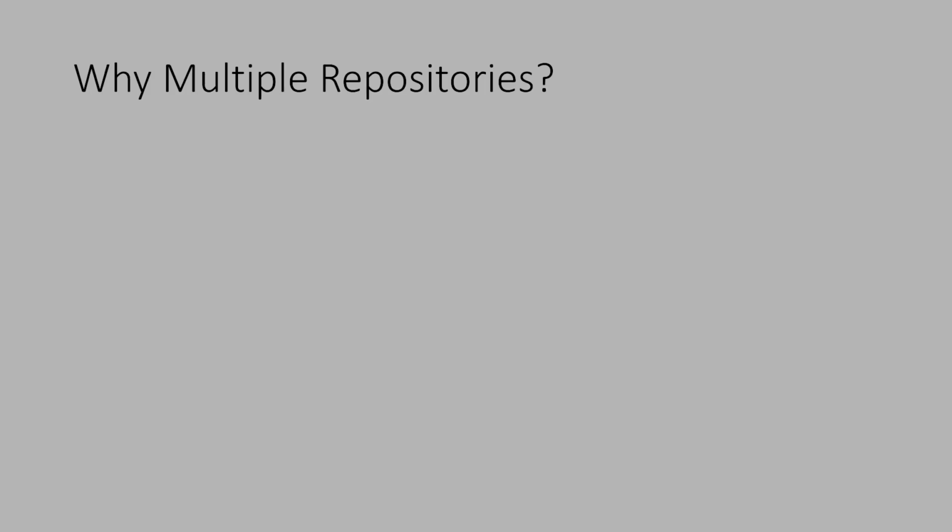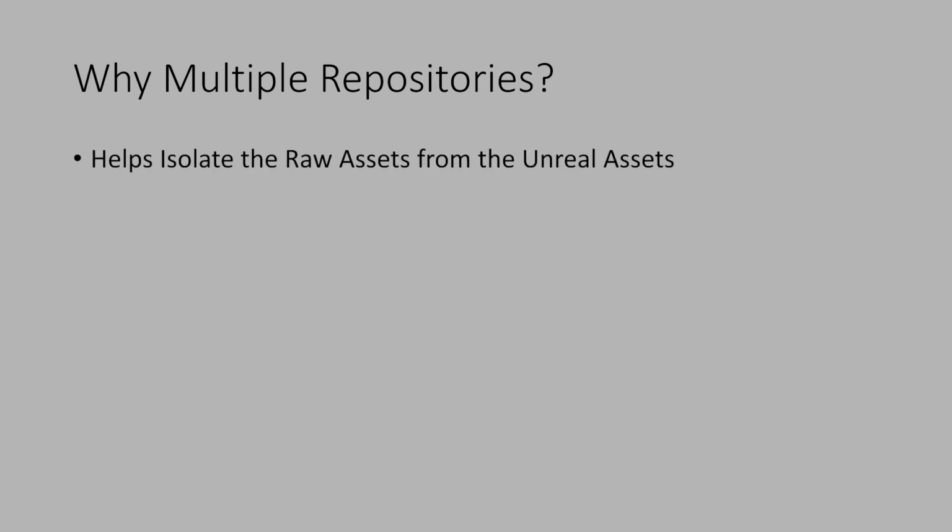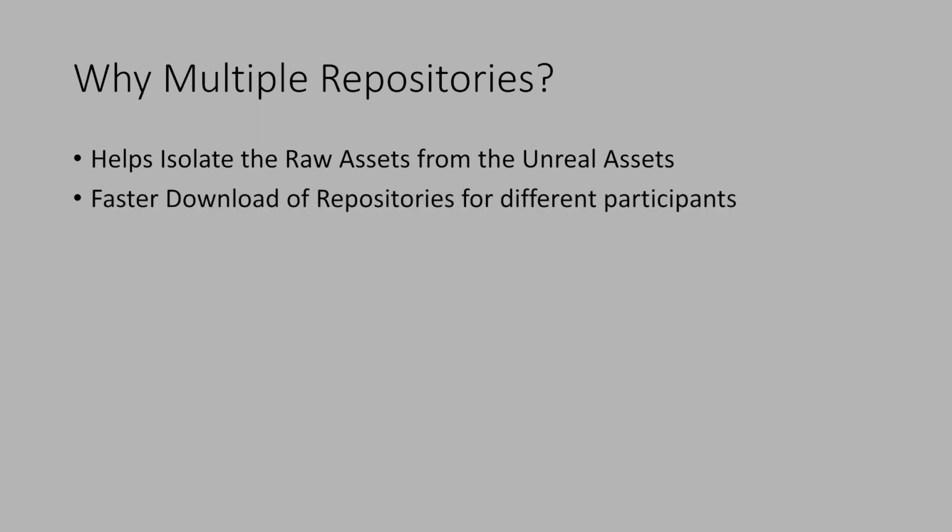I want to interject in here while I'm using multiple repositories. It's mainly to do with having a smaller download for the continuous integration server, but it also helps to isolate the raw assets from the Unreal assets. When we drag in assets into the Unreal Engine, they will always be converted from their initial asset type, like a Blender file or an XBF or a JPEG, into a UAsset file. So I wanted to only have in the main repository the UAsset files and anything that is needed to create the basic game. It also helps to have faster downloads for different participants.